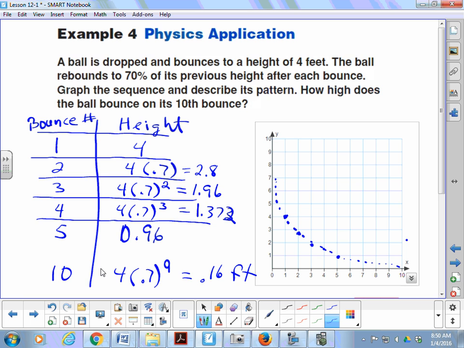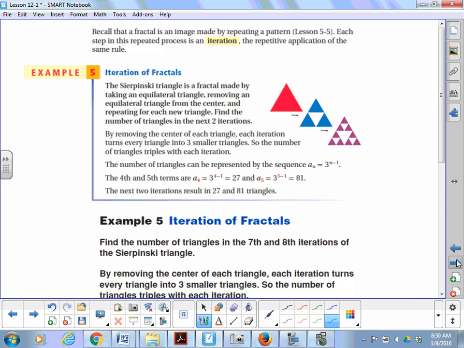All right, last one. These are called iterations. And all fractals are is that the next thing that happens is similar to the previous ones. And lots of times with a fractal, we are removing things. Now this is the example. This is what's in your book for example 5.